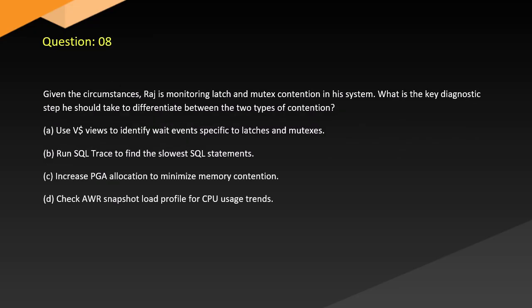Question 8. Given the circumstances, Roger is monitoring latch and mutex contention in his system. What is the key diagnostic step he should take to differentiate between the two types of contention? A. Use V$ views to identify wait events specific to latches and mutexes. B. Run SQL trace to find the slowest SQL statements. C. Increase PGA allocation to minimize memory contention. D. Check the AWR snapshot load profile for CPU trends.